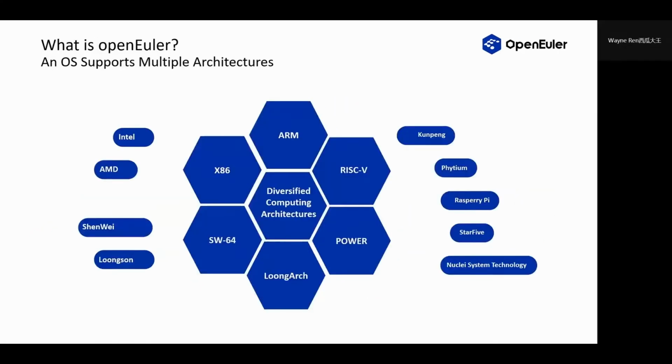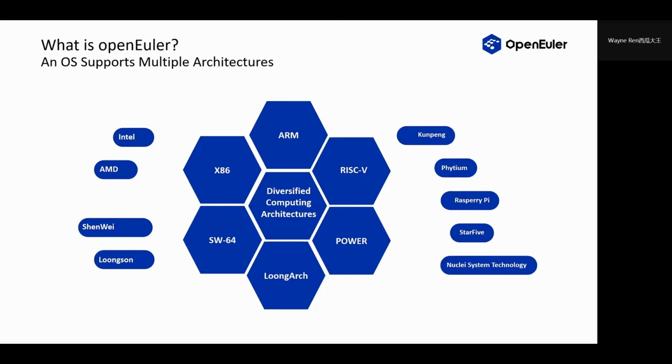So openEuler is an OS platform that supports multiple architectures. You can find diverse computing architectures here: ARM, x86, RISC-V, Power, LoongArch, which is a Chinese architecture that has some relations to MIPS at its early stage, and SW64, which is also a Chinese architecture that has some relations to the DEC Alpha architecture. Around the supported architectures, you can find a lot of chip vendors.